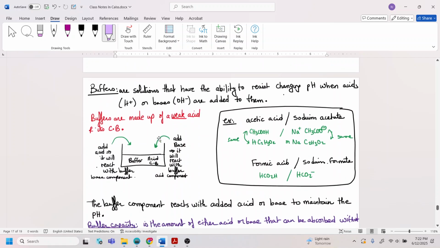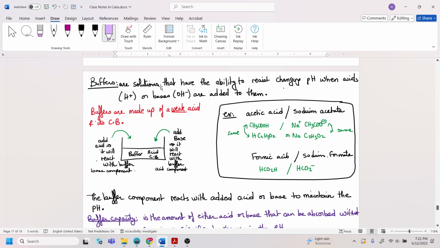The last topic is buffer. So what is a buffer? Buffers are solutions that have the ability to resist the pH change when you add additional acid or base to them.